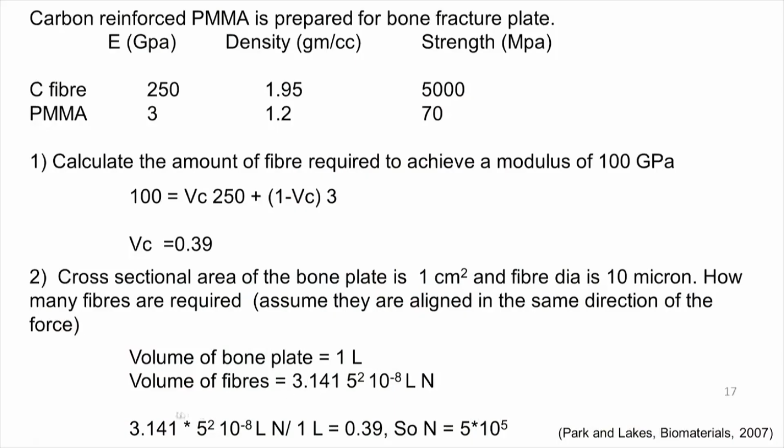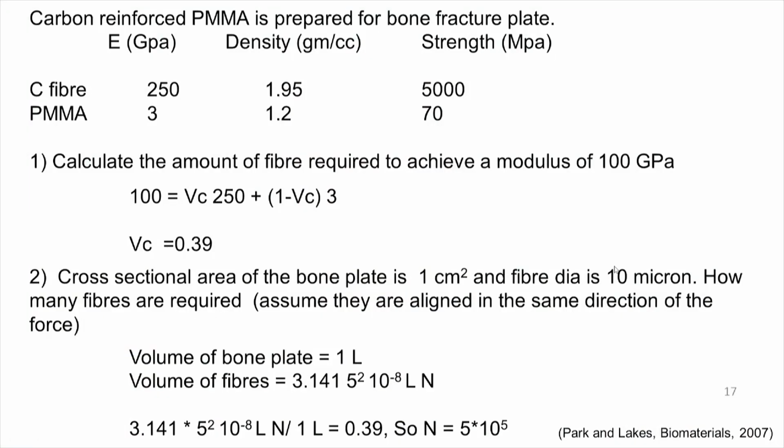Do you understand this problem? So, 3.141 multiplied by r square multiplied by 10 to the power minus 8 L n, divided by 1 L, that will be the volume fraction of the fibers, which we have calculated in the previous part as 0.39. So, n is equal to 5 into 10 power 5, okay. So, 5 lakh fibers are needed of 10 micron diameter, okay, for this bone plate of 1 centimeter square area to achieve a volume fraction of 0.39.